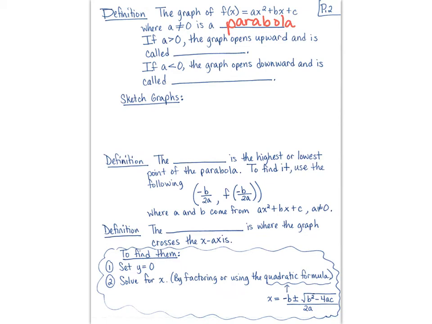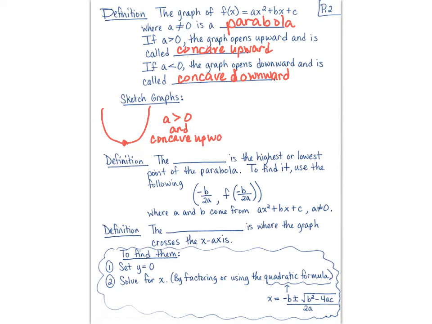If a is positive, the graph opens upward and is called concave upward or up. Very good. If a is negative, the graph opens downward and is called what? Concave down. Good. Or concave downward, whichever one. So for example, when a is greater than 0, your graph would look like that. So this is when a is positive and it is concave upward or up. And then when a is negative, your graph is concave down or concave downward.